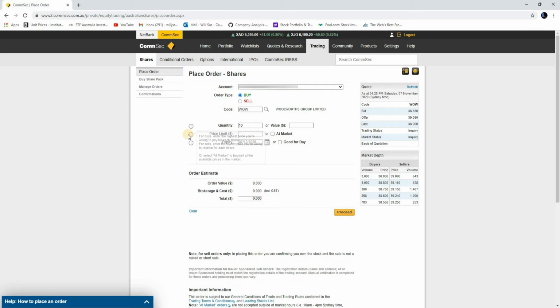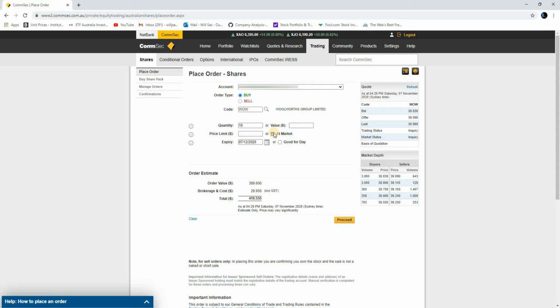So next you have price. This is how much you want to buy the shares for. So you have two options. You have at market. This basically means you'll be purchasing it at whatever price it is at that current time. Usually it'd be the offer price or somewhere between the offer price and the last price, but usually it'd be the offer price.